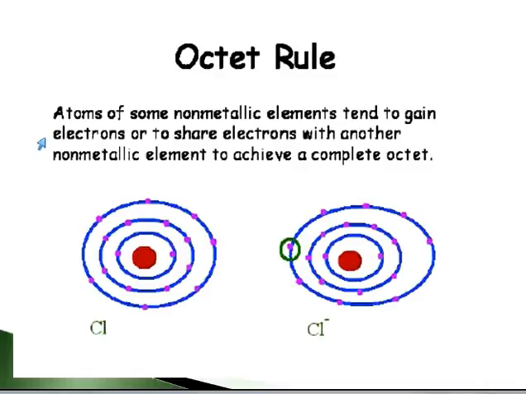Atoms of some nonmetallic elements tend to gain electrons or share electrons with another nonmetallic element to achieve a complete octet. So here it's going to gain an electron, so it has an extra electron. Chlorine would have the same electron configuration as argon. Okay, we'd have the same one as argon, which would be a total of 18 electrons.